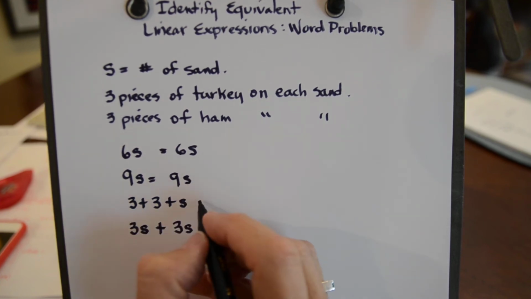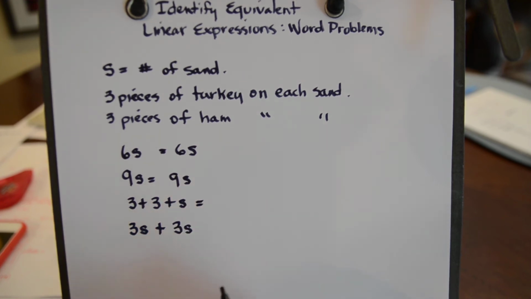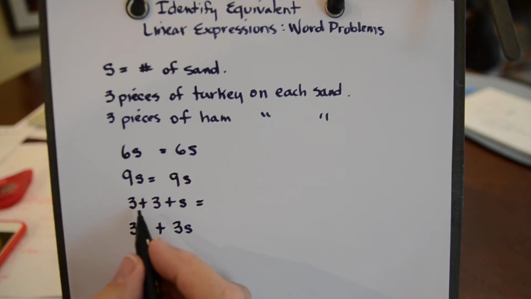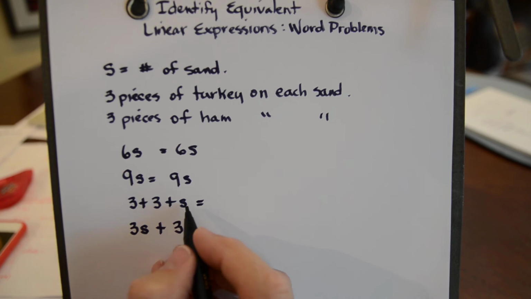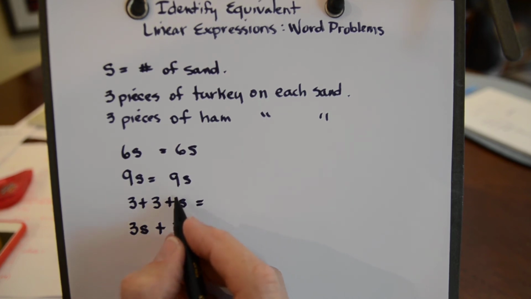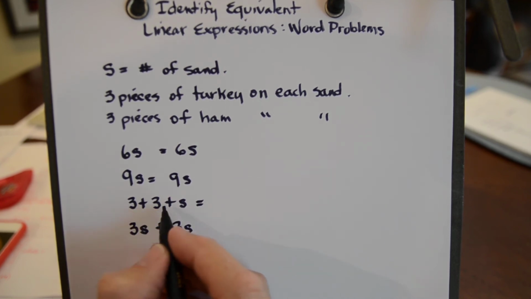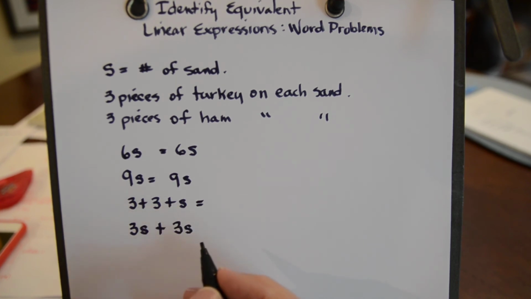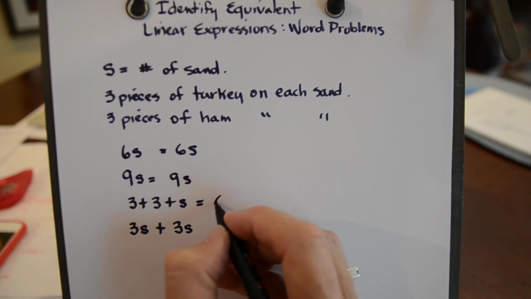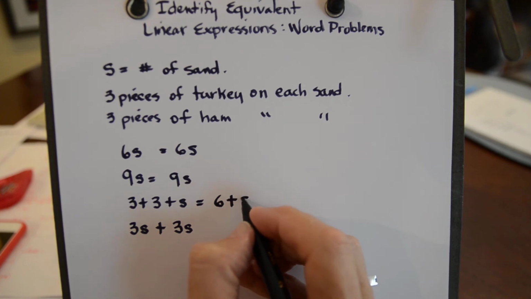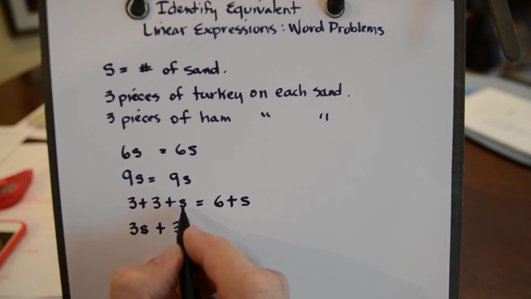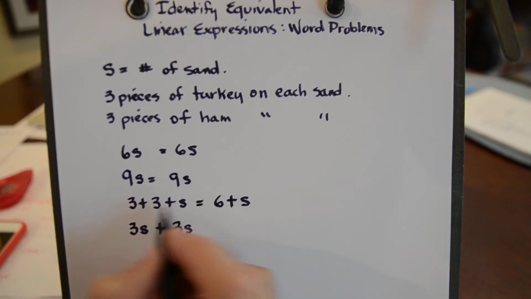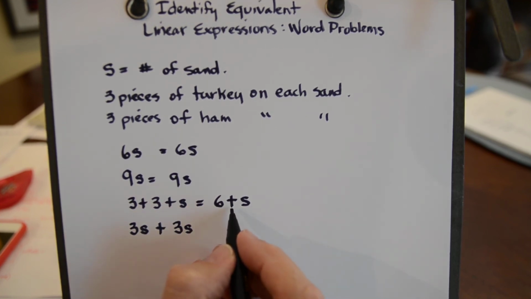Well, let's get down here, and now we need to look for like terms. When I look at this, the 3 and the 3 could be added together. The S, even though it might have a 1 in front of it, has no other S's, so I cannot add them together. So this becomes 6 plus S, because 3 plus 3 becomes 6, plus S has to stay there. Okay, so this simplifies to that, and that's as far as you can go.